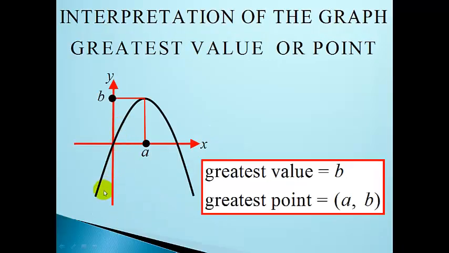Now this is a maximum curve. So we have the greatest value, and the greatest value is the value corresponding to the highest point, the turning point. So the greatest value is equal to b. But with the greatest point, you need the x coordinate. The x coordinate is a and the y coordinate is b, so the greatest point is (a, b). But the greatest value is the value corresponding to the turning point on the y-axis. That's the point b.